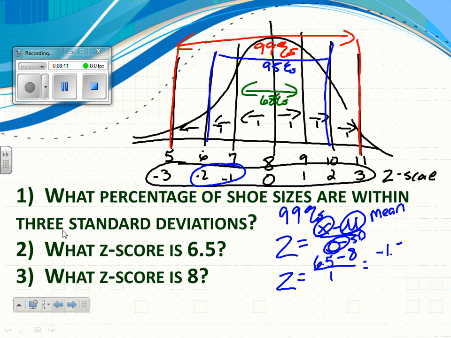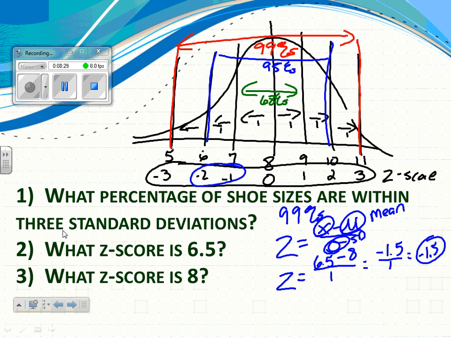So what is 6.5 minus 8? How about negative 1.5? Divided by 1, what's negative 1.5 divided by 1? Negative 1.5. So didn't y'all tell me that it was going to be negative 1.5? You sure did. See, the picture can tell us, but the formula can tell us as well.